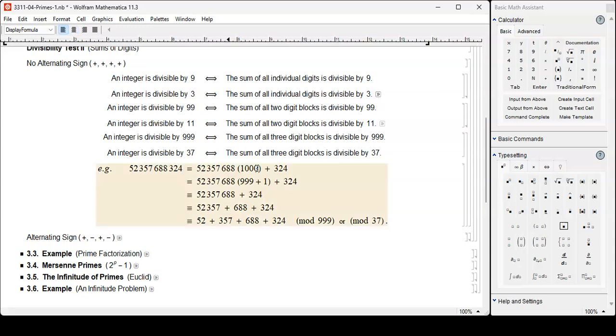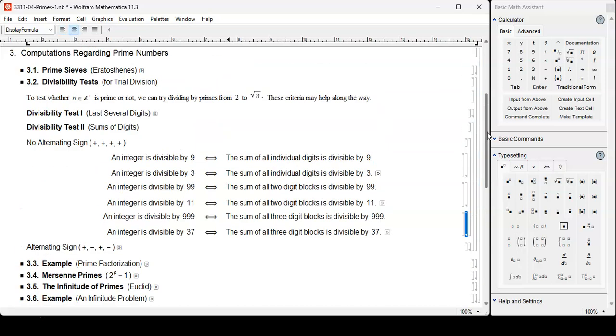It goes like this: 1000 and then 3 digits, decompose it to 999 plus 1, and the 999 part is congruent to 0. So we have just 3 digits left. Do it again, take another 3 digits. Do it again, take another 3 digits, and then find out what's the remainder modulo 999 or modulo 37. In all of those, there was no sign change, just plus, plus, plus.